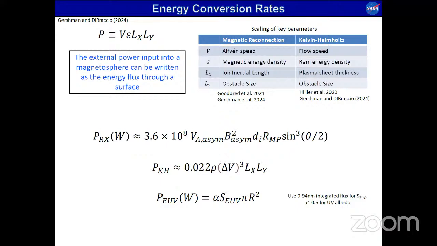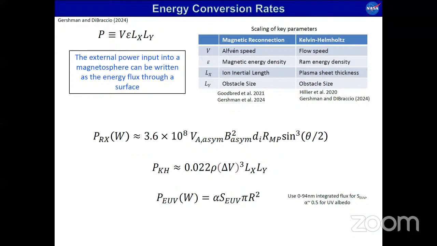When we think about magnetic reconnection, that velocity is the Alfvén speed, the outflow speed. Kelvin-Helmholtz is going to be the flow speed or differential flow speed. Energy density is going to be the magnetic energy density for reconnection, the ram energy density or flow energy density for Kelvin-Helmholtz. And then when you think about the scale sizes that we care about for energy conversion, for reconnection, one of them is going to need to be the ion inertial length and the size of the exhaust, and the other is going to be physically the size of the obstacle or X line that you're actually reconnecting.